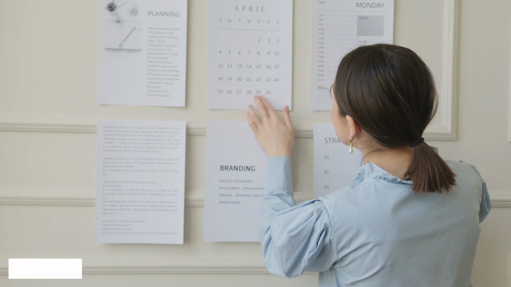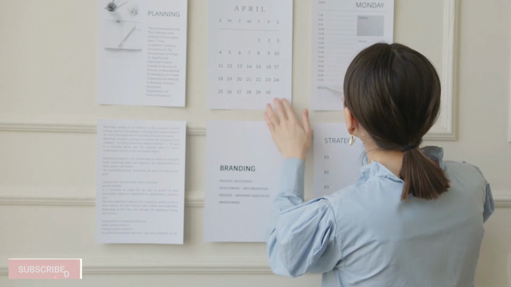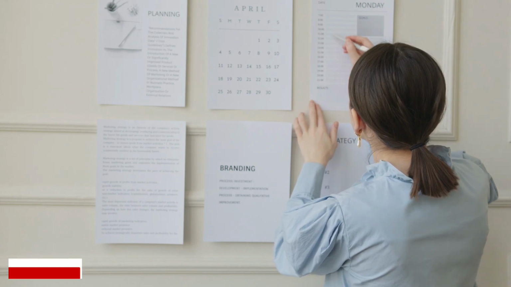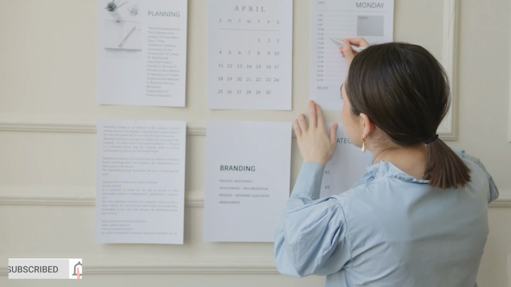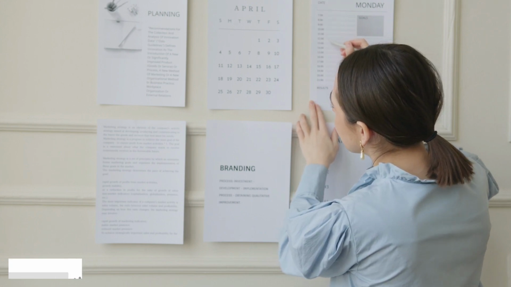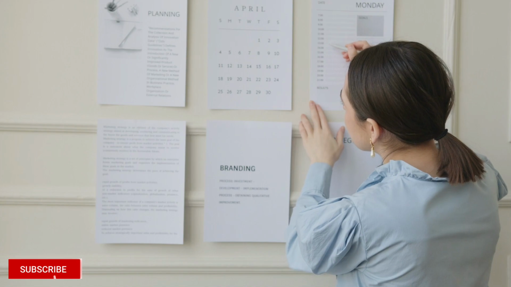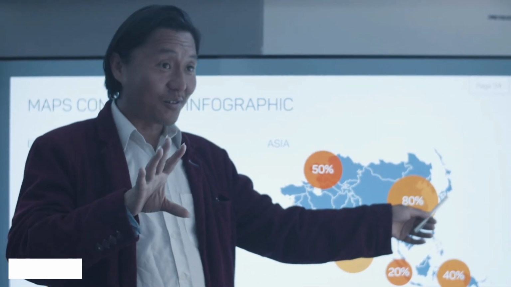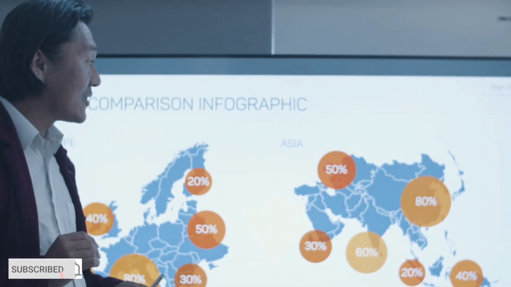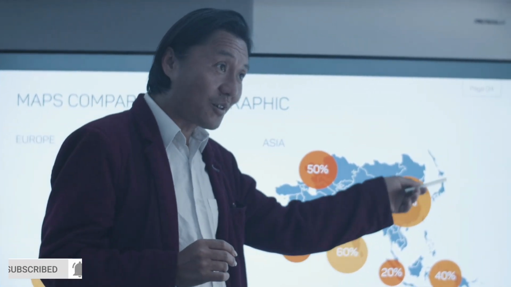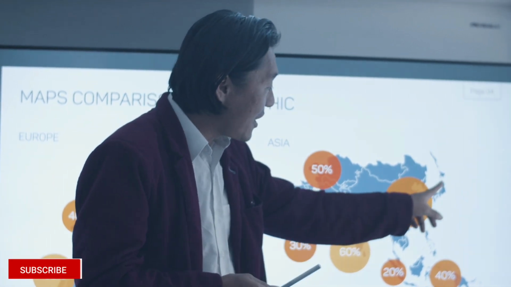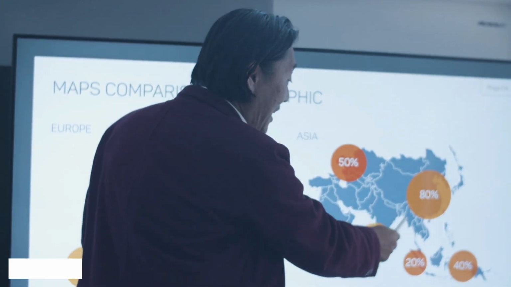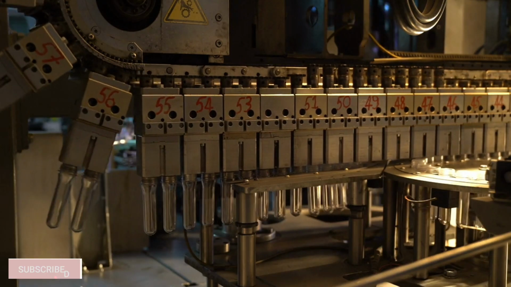Poka Yoke is a Japanese term that translates to mistake proofing or error proofing. It refers to the implementation of mechanisms or techniques designed to prevent mistakes or errors from occurring in a process. The main idea behind Poka Yoke is to make it impossible or difficult for errors to happen, thereby improving quality, productivity, and efficiency.